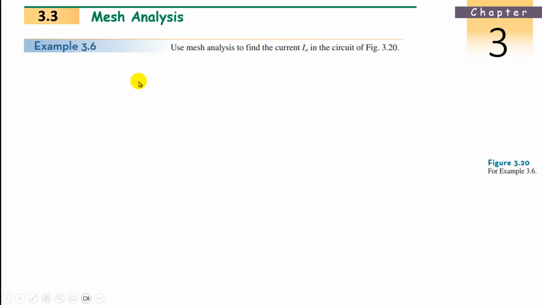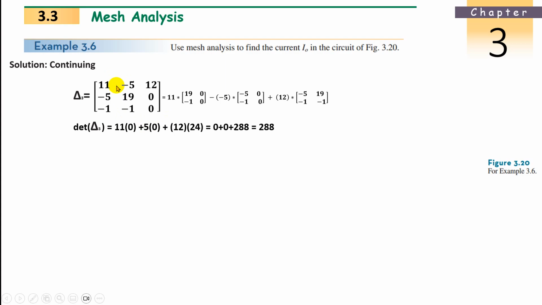Third matrix is 11, minus 5, minus 1, minus 5, 19, minus 1, 12, 0, 0 is coming here. Now find the determinant 11, and this matrix is 19, 0, 0, 0, minus 1, 0. Now minus 5 matrix is minus 5, minus 1, 0, 0. Now 12, the matrix is minus 5, 19, minus 1, minus 1. This is the matrix. Now what is the determinant? Find the determinant of this matrix and substitute here.